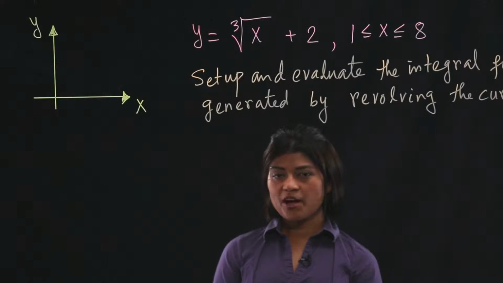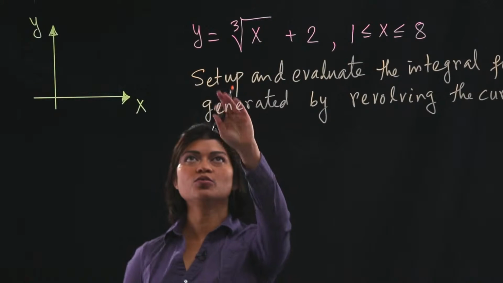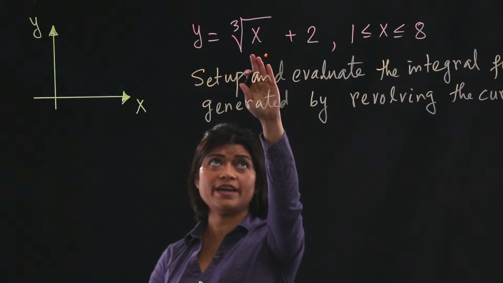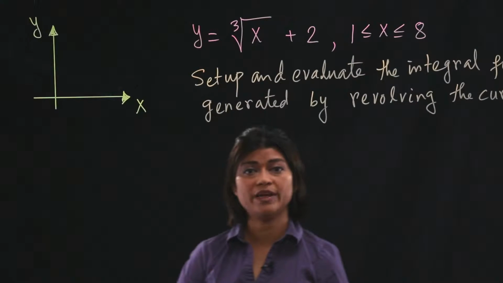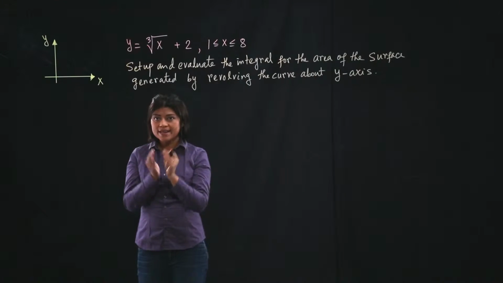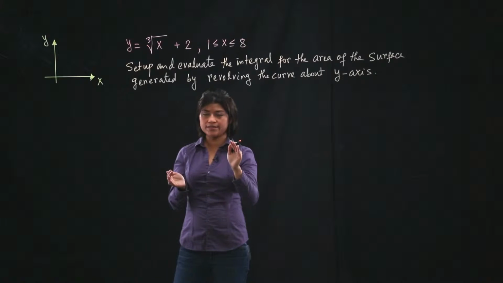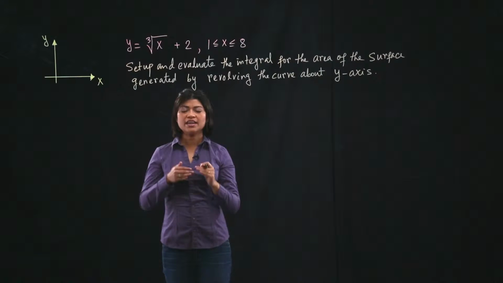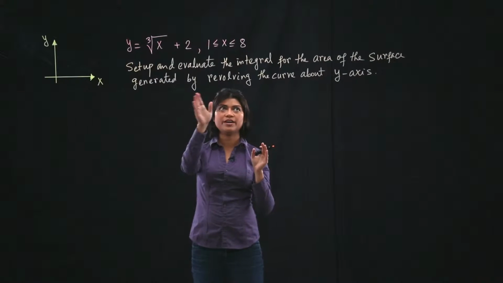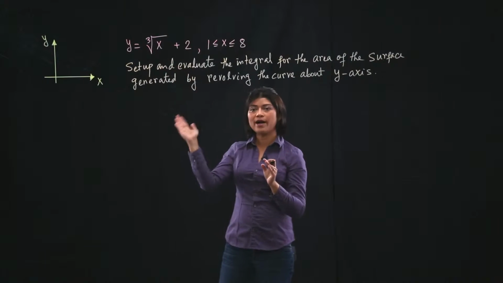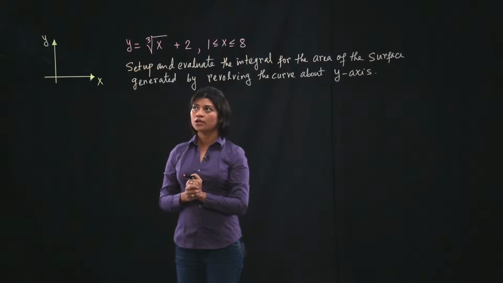Hello, I'm Papia. In this problem, we have the function y equals cube root of x plus 2 inside the interval from 1 to 8. We had to first set up and then evaluate the definite integral that will give us the area of the surface generated by revolving this curve about the y-axis.